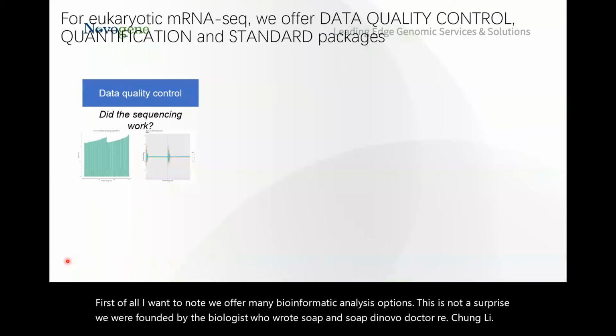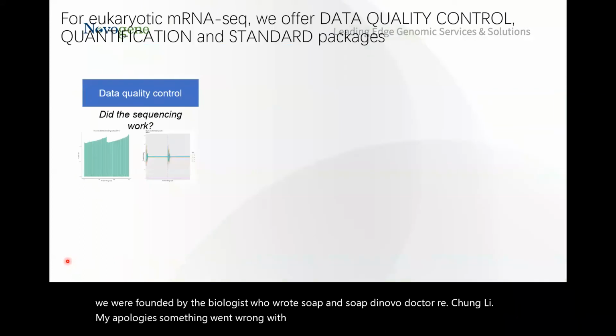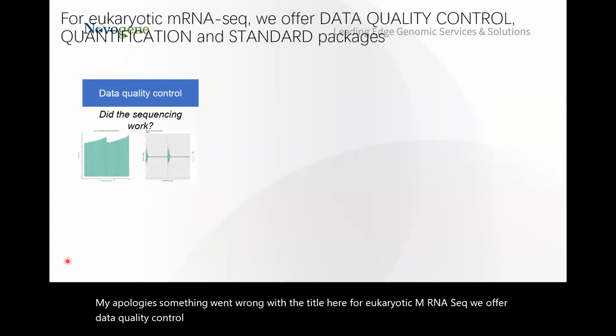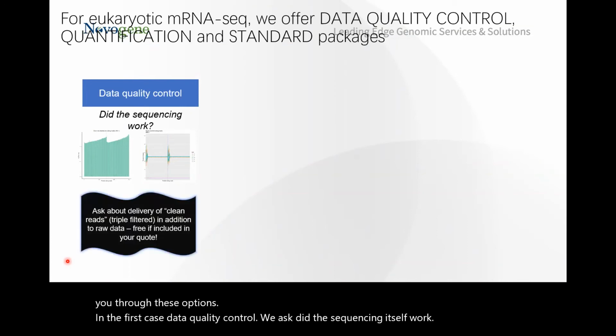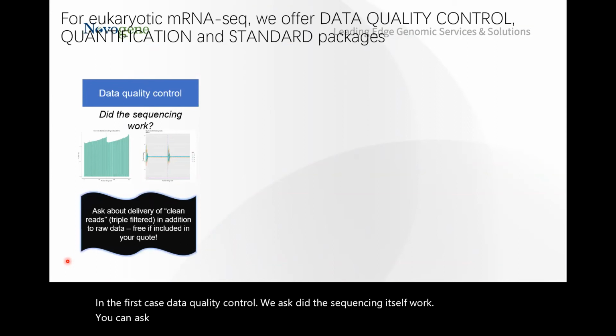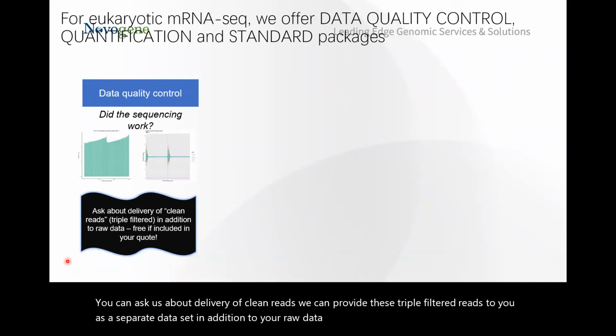My apologies, something went wrong with the title here. For eukaryotic mRNA-Seq, we offer data quality control packages, quantification packages, and standard packages. Let me walk you through these options. In the first case, data quality control, we ask, did the sequencing itself work? You can ask us about delivery of clean reads. We can provide these triple filtered reads to you as a separate data set in addition to your raw data. This is free if it's included in your initial quote.